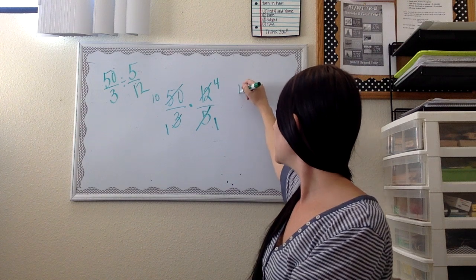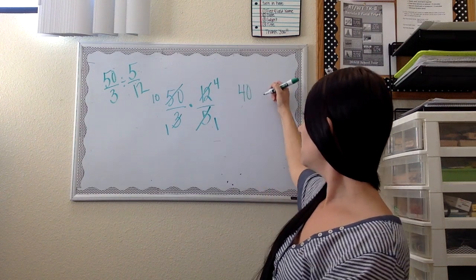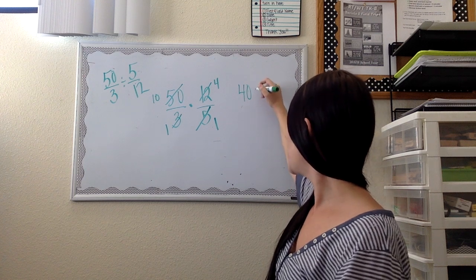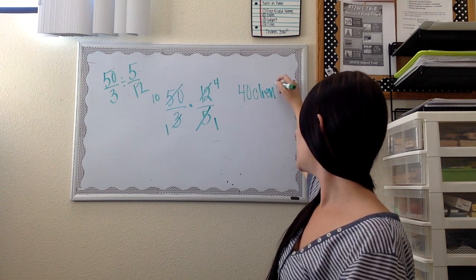10 times 4 is 40. 1 times 1 is 1, and since it's a word problem, I'm not going to make it over 1, and that means 40 clients or 40 appointments.